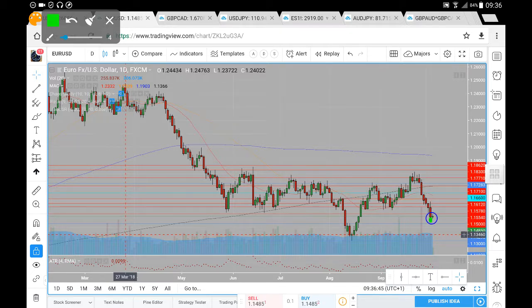But for now, we'll see what prices do around this 1.15, whether we can break and hold above 1.15, or we'll see this continued fall towards that 1.1429. And beyond that, we've got our most recent low, I think it's the lows of the year so far, in around that 1.13 here on the euro dollar.